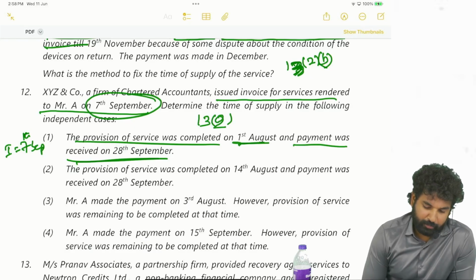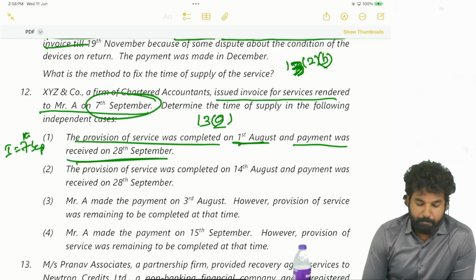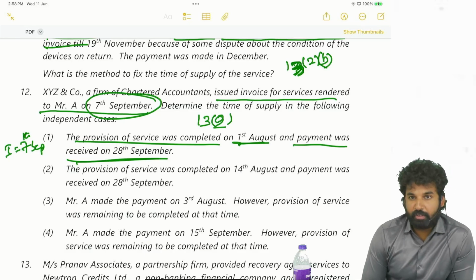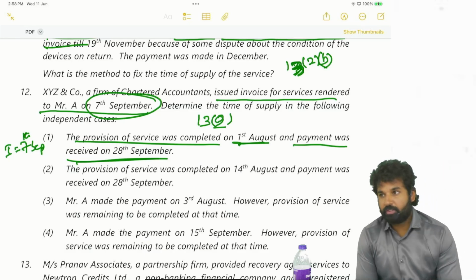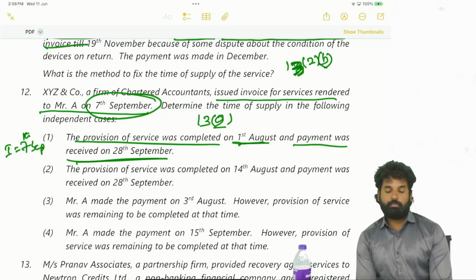Invoice issued within time. Within 30 days, the invoice has to be issued. That means the service was completed on 1st August. Provision of service was completed on 1st August.